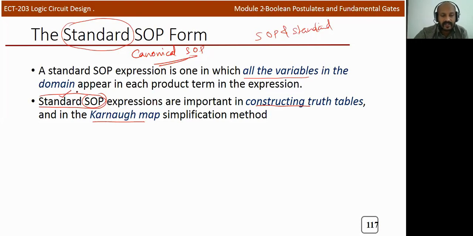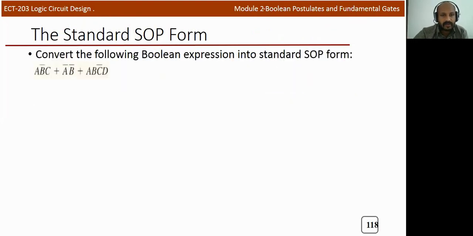So we'll see what the difference is between SOP and standard SOP form. Here you can see the question: convert the following Boolean expression into standard SOP form. The question is given in SOP form, that is clear. But if you closely observe this particular expression, you can see that the variables A, B, C are included. Here also A, B, and here A, B, C, D. So we can conclude that this particular function contains the variables A, B, C.